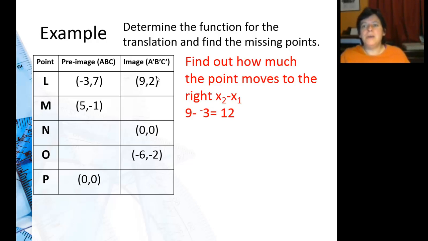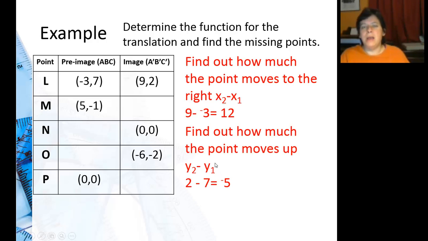So basically I say, okay, x2 minus x1, 9 minus negative 3. That's 12. That means I'm going 12 to the right. Then I can do the same thing for going up and down. Do the second one first. 2 minus 7, that's going to give me negative 5. That means I'm going down 5. So I can basically fill in these points now, 17 comma negative 6, so that's adding 12 and subtracting 5.